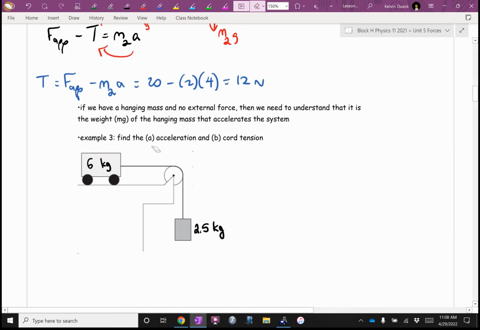Jada, what does example 3 want me to find for part A? And for part B? Any thoughts on what this might be a good job for? Good. What are the forces acting on the 6? Get the obvious one. Is there more than one mass? I'll call it M1G. What else?